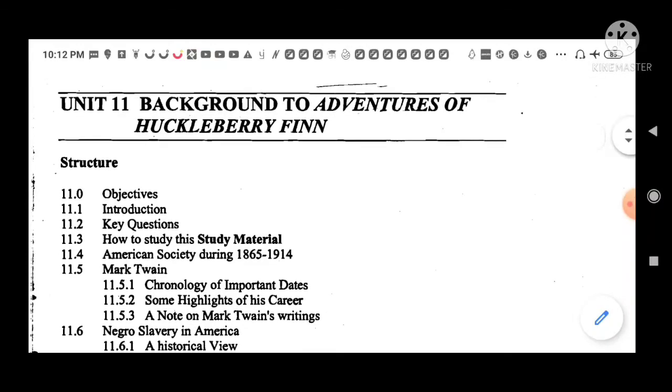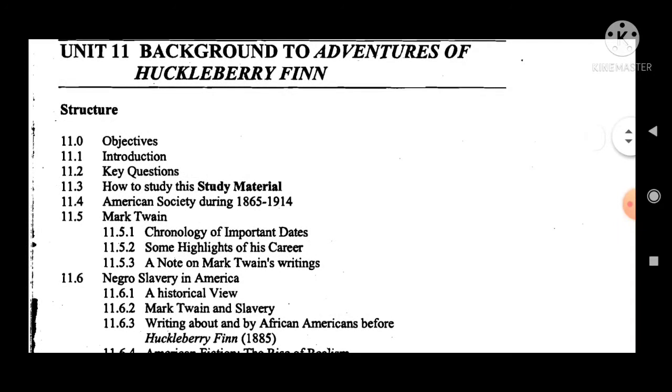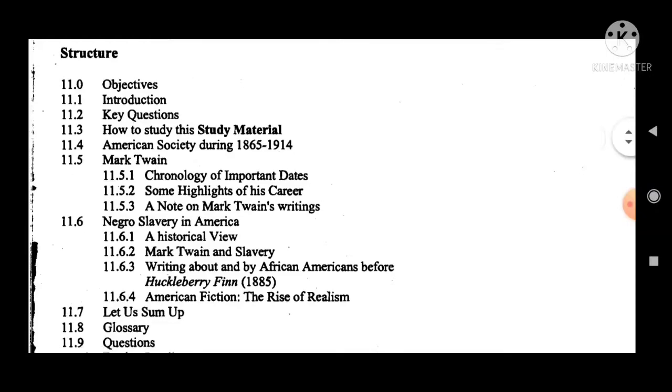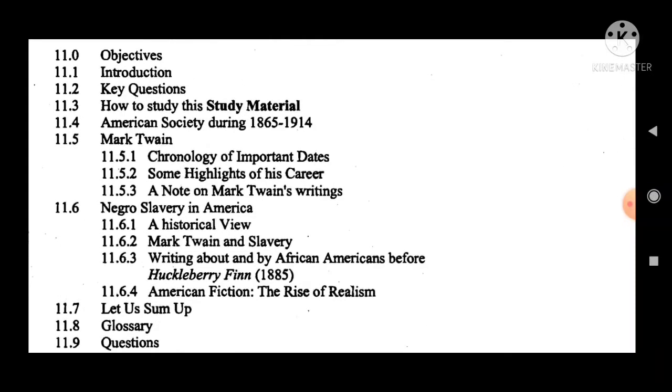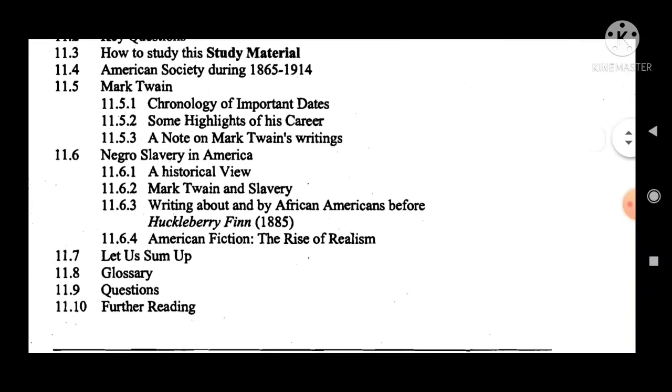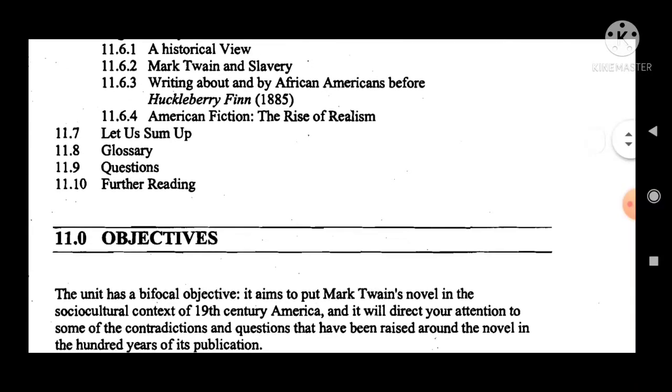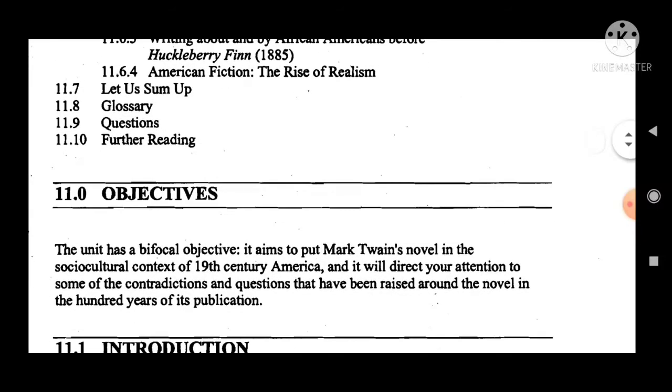So here is the structure: objectives, introduction, key questions, how to study this study material, American society during 1865 to 1914, then Mark Twain, chronology of important dates, some highlights of his career, a note on Mark Twain's writings, Negro slavery in America, a historical view, Mark Twain and slavery, writing about and by African Americans before Huckleberry Finn, 1885, then American fiction, the rise of realism, then let us sum up, glossary, questions and further readings.